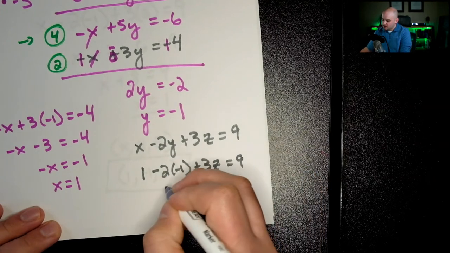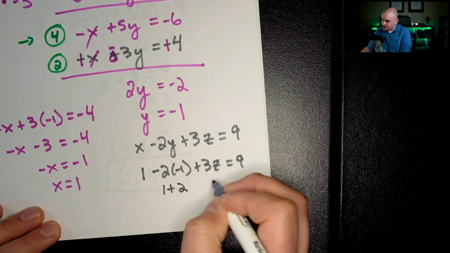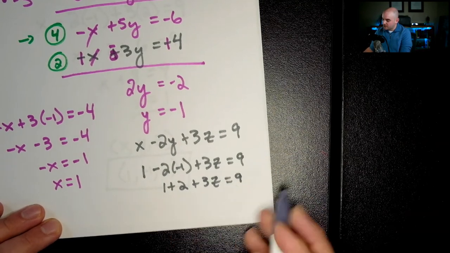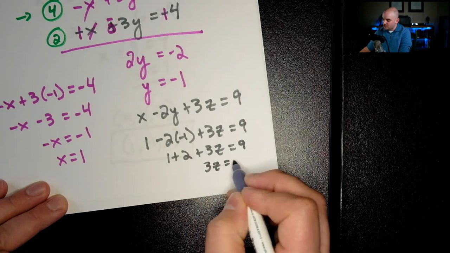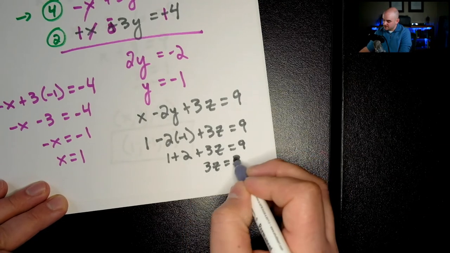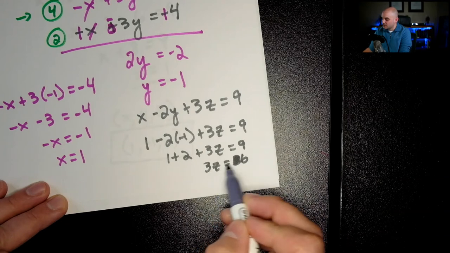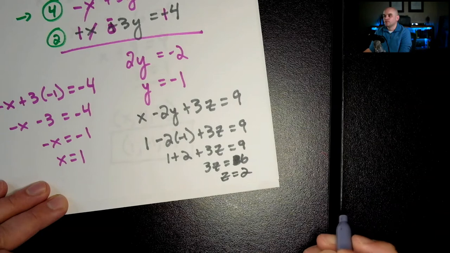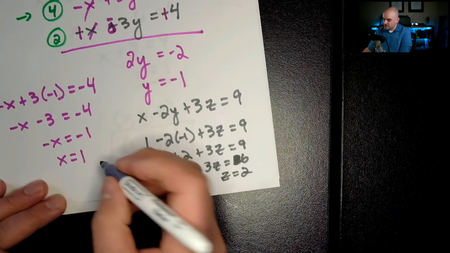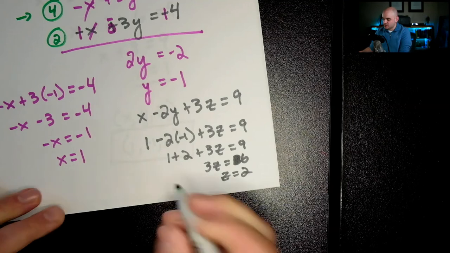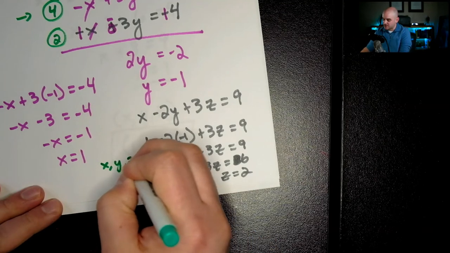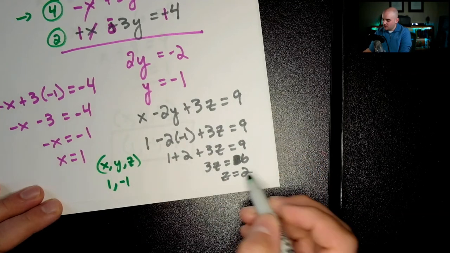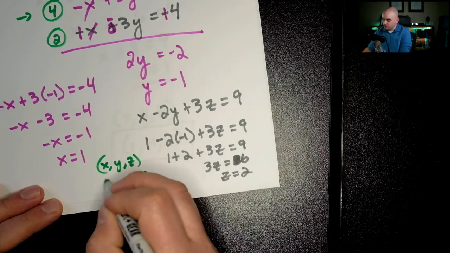Negative 2 times negative 1 is positive 2, so 1 plus 2 plus 3z equals 9. Subtracting 3 from both sides gives me 3z equals 6, because I'm subtracting, not dividing. Then dividing by 3 gives me z is equal to 2. So with z equaling 2, remember we're going to put this in order of x, y, z. So it's going to look like this, x, comma, y, comma, z. X is 1, y is negative 1, and z is equal to 2.